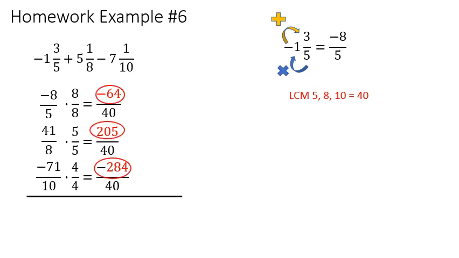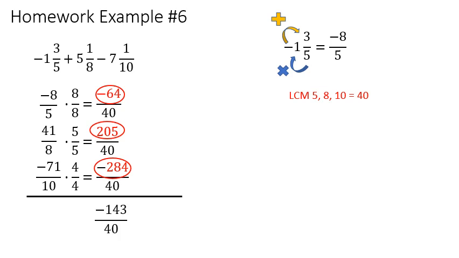So now all you have to do is add all of those numbers together. So you're going to have negative 64 plus 205 plus a negative 284. And so if you have problems with that, grab a calculator and just do it, and that would be fine.